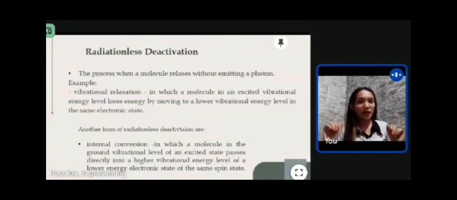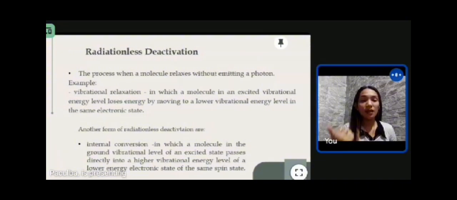Hello everyone, I am Aikim Pakolba, and now let's proceed and tackle radiationless deactivation. It's the process where a molecule relaxes without emitting a photon. For example, vibrational relaxation, in which a molecule in an excited vibrational energy level loses energy by moving to a lower vibrational energy level in the same electronic state. When we say electronic state, it is the specific arrangement of electrons within an atom or a molecule.